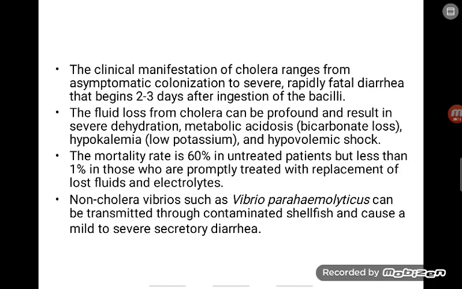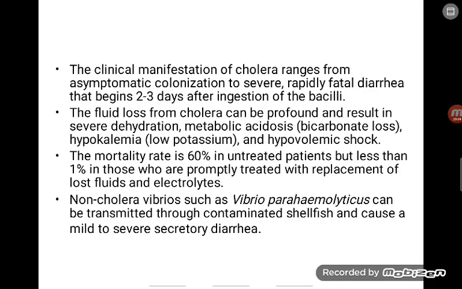Clinical manifestations of cholera range from asymptomatic colonization to severe, rapidly fatal diarrhea that begins 2 to 3 days after ingestion of the bacilli. The important point is that fluid loss from cholera can be profound, very huge, and result in severe dehydration and metabolic acidosis due to bicarbonate loss, hypokalemia, which is the loss of low levels of serum potassium, and hypovolemic shock. If left untreated, the mortality rate is high, up to 60%, but the mortality rate is less than 1% in those who are promptly treated with the replacement of lost fluid and electrolytes.